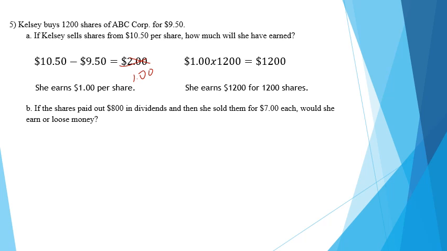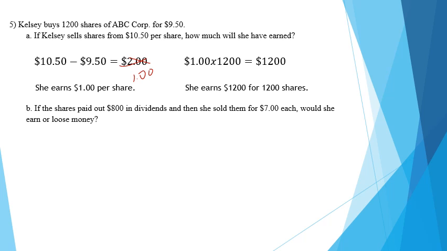If the shares paid out $800 in dividends, that means while she had her shares, before she sold them, she got $800 worth of that company's profits. And then she sold them for $7 each, so a little bit less than she bought them for. She bought them for $9.50, and now she's selling them for $7 each. Would she earn money or would she lose money?